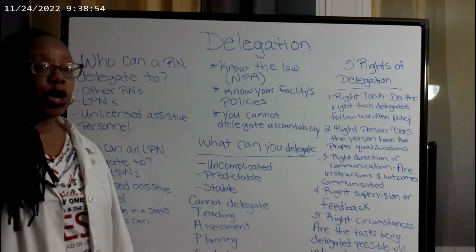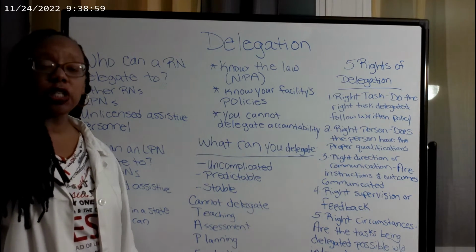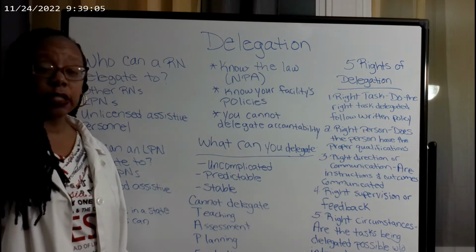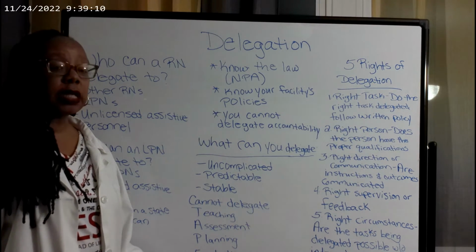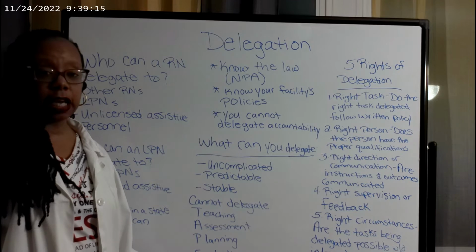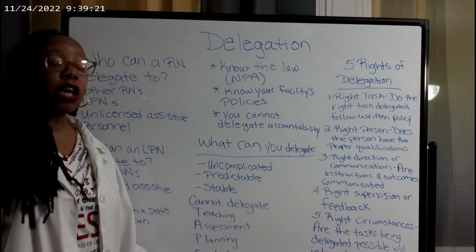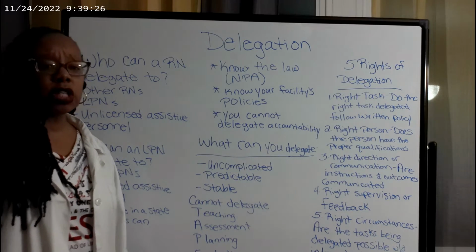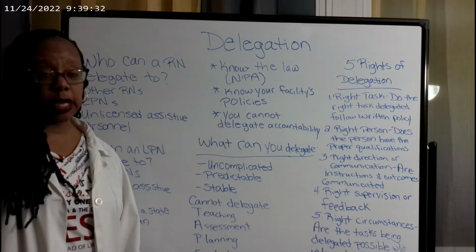So, when we're talking about our registered nurses, who can our registered nurses delegate to? Our registered nurses can delegate to other registered nurses, LPNs, licensed practical nurses, or unlicensed assistive personnel. Now, most of the time, your unlicensed assistive personnel will consist of your aides, your STNAs, state tested nursing assistants, certified nursing assistants, home health aides. But it could also include the unit secretary or the housekeeping or whatnot. But most of the time when we talk about unlicensed assistive personnel, that's going to be your aides.